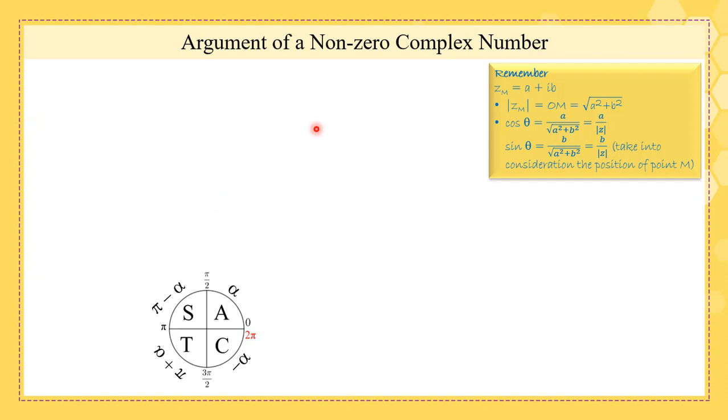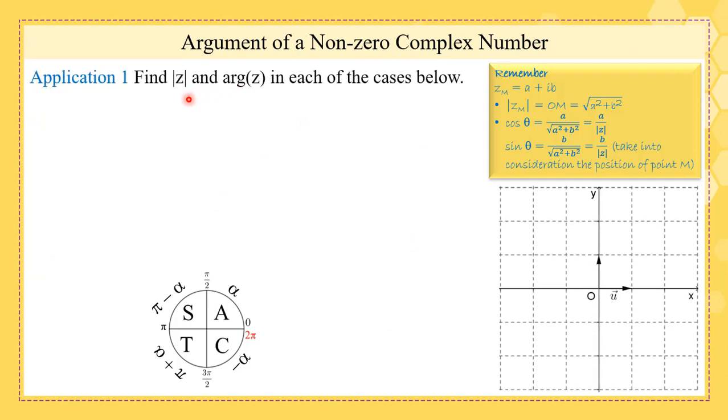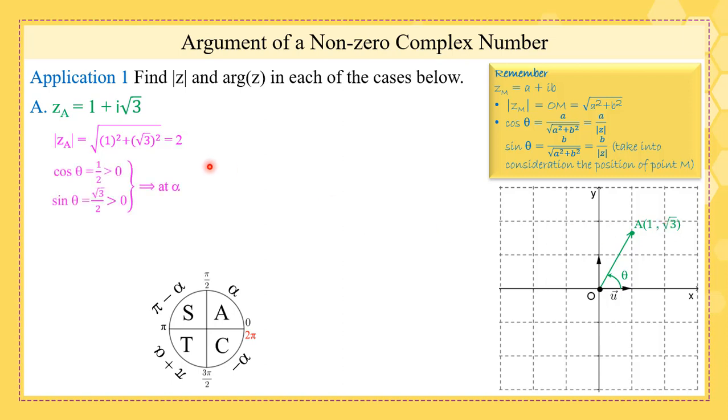Now, let's continue applying. We also need to find the modulus and an argument of Z. The first case, ZA is 1 plus i radical 3. That's it. It's in the first quadrant. So the angle in this case is called alpha. Well, the modulus is 2. The cosine is positive. The sine is positive. So we are in the first quadrant. We need an angle whose cosine is half and sine is radical 3 over 2 using the calculator. This angle is pi over 3.